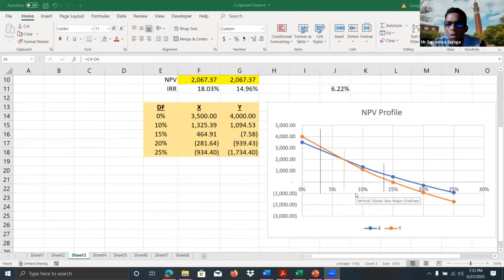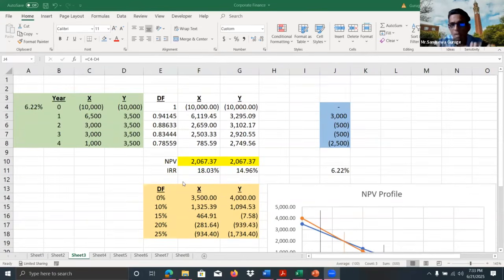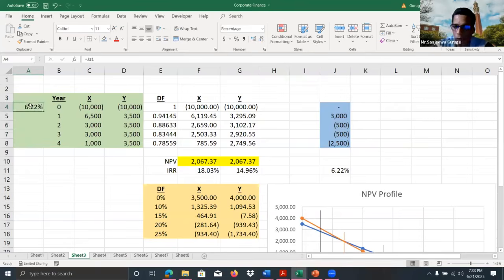Because the point where the NPV profile crosses the horizontal axis, that is the IRR. So we can identify, under this current condition, that when we use the current cost of capital, there is no conflict. The project with higher NPV also has higher IRR. So there is no conflict.